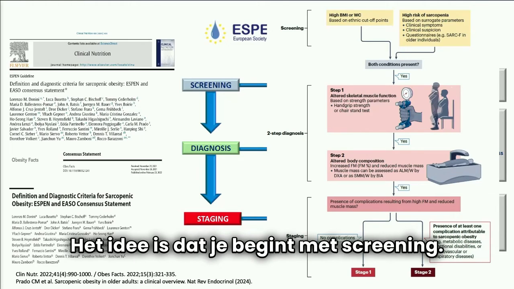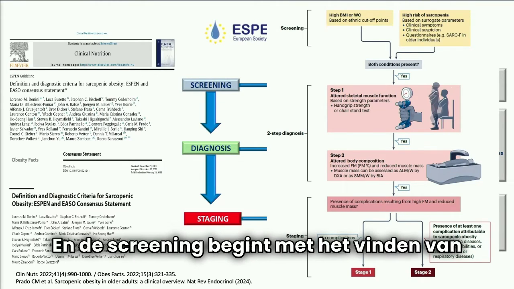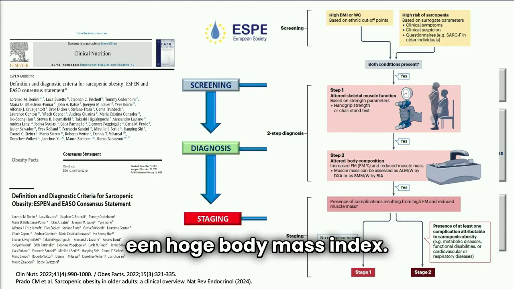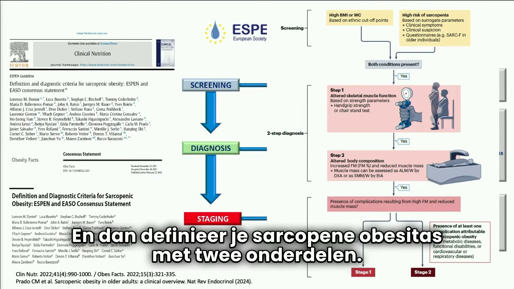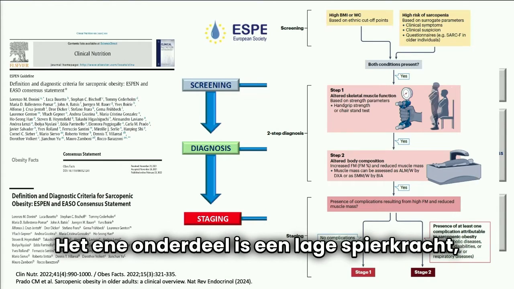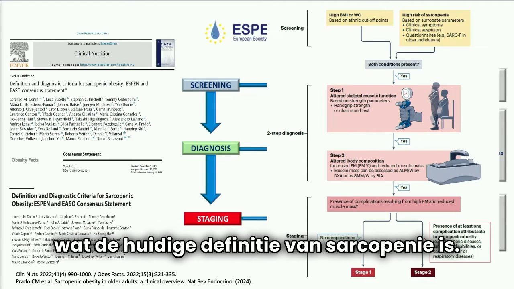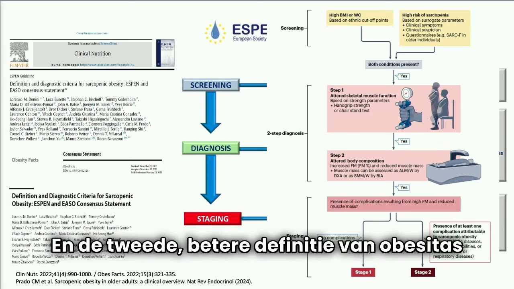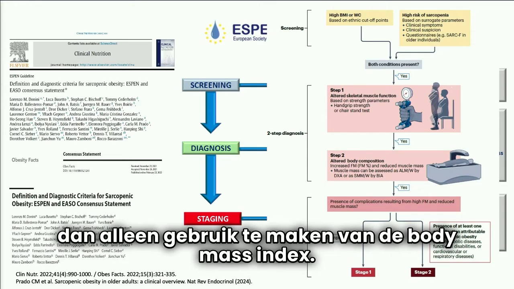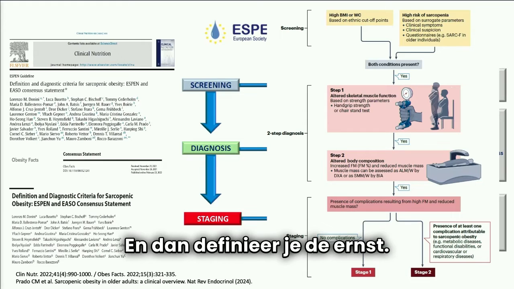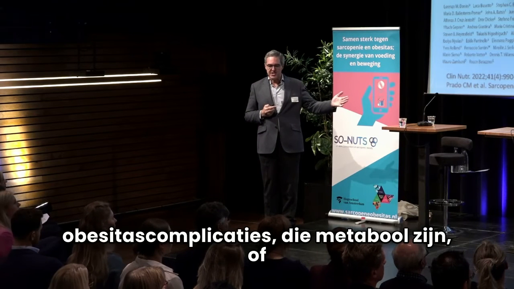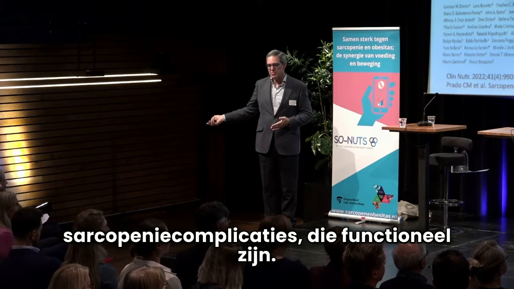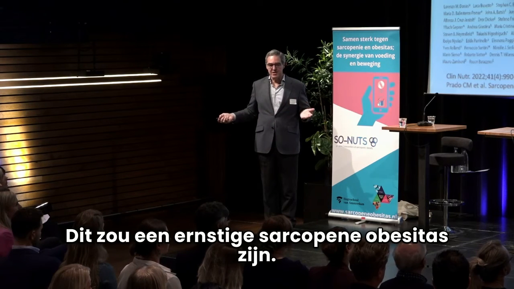This is the idea. You start by screening, and the screening starts with finding there's something related to obesity, for example, a high body mass index with these caveats. And then you define sarcopenic obesity by two elements. One element is having low muscle strength, which is the current definition of sarcopenia. And the second, a better definition of obesity than using only body mass index. And then you define severity, and severity is that one that has complications. And complications are either obesity complications, which are metabolic, or sarcopenia complications, which are functional. This would be a severe sarcopenic obesity.